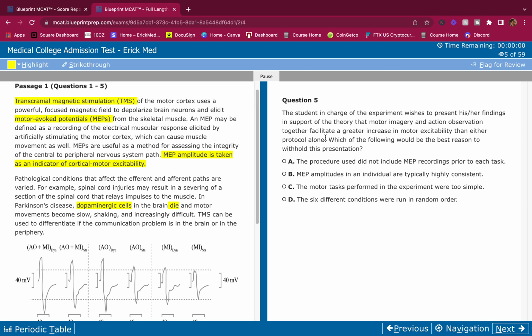Okay, so we're trying to tell the student, hey, don't present your findings. There could be something wrong. There could be a confounding variable there. All right, do not present it. It could be something wrong.